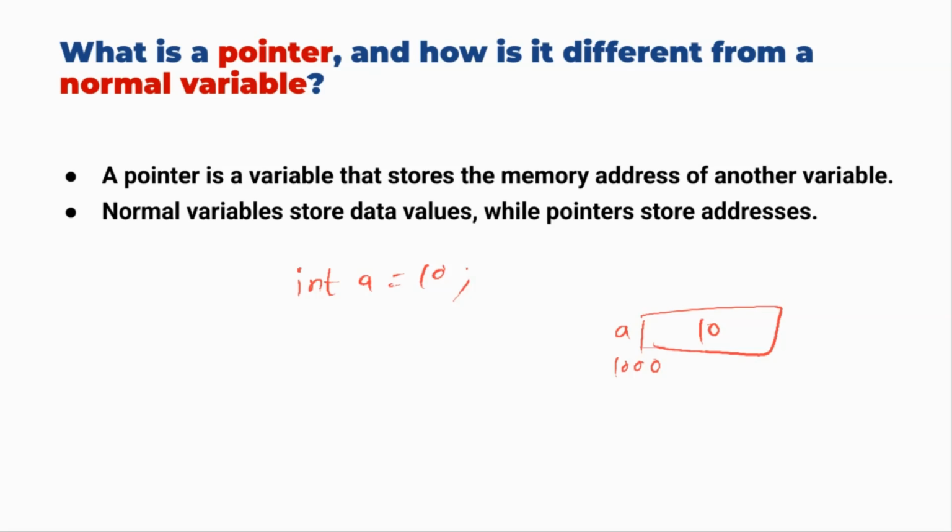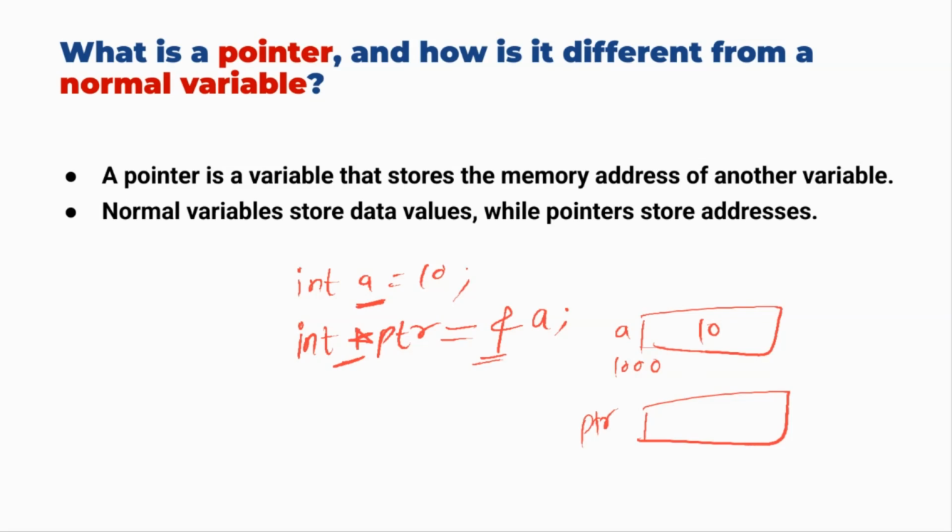How do we declare a pointer? We declare a pointer like this: int *ptr. Star is used to declare a pointer. And as a pointer stores the memory address of another variable, we need to store the address of a. So how do we store it? We use the address operator to store the address of a. So here we have ptr, which stores the address of a, which is 1000.